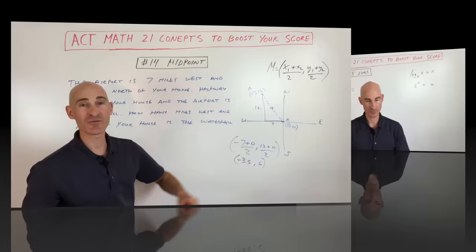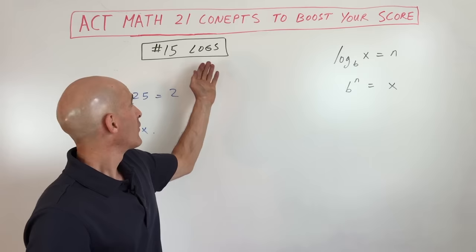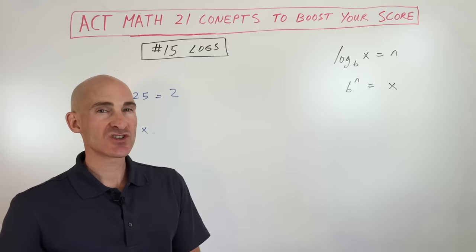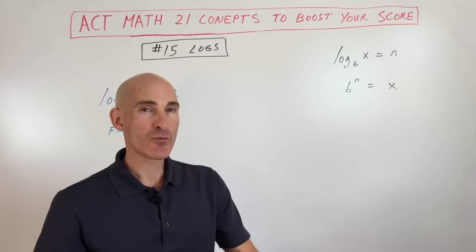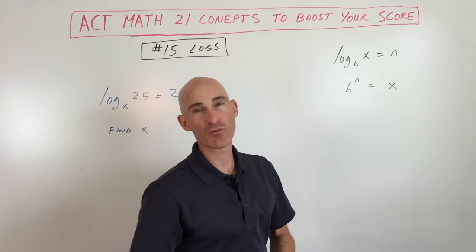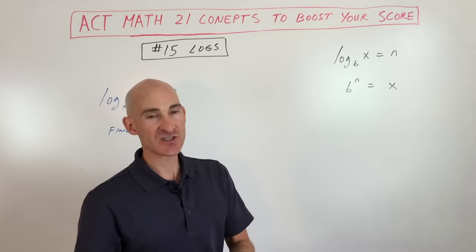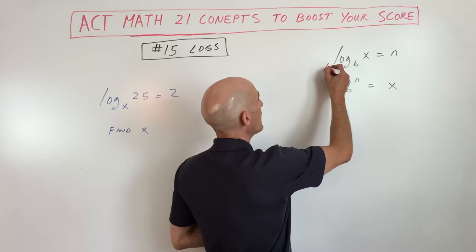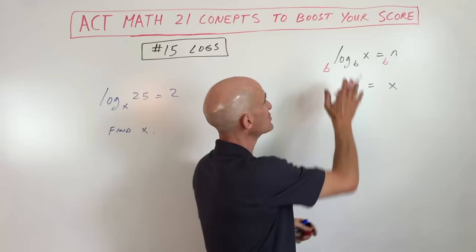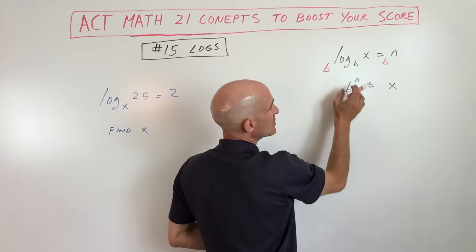Okay, number 15, cruising right along. We're going to talk about logs now. Logs is something that's just barely touched on in the ACT. Usually there's maybe just one problem. And the main thing is knowing how to switch from the logarithmic form to the exponential form, which we're more familiar with. An easy way to think about switching forms is to do the inverse, or the opposite. So what you could do is exponentiate both sides using the same base. Exponential functions and logarithmic functions are inverses of each other. They cancel one another out. And then x just equals b to the n.